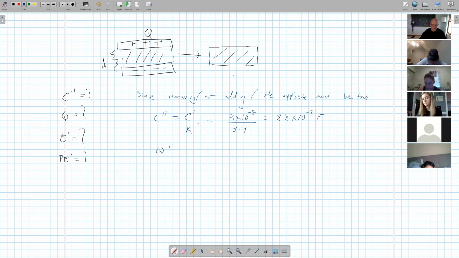The charge must stay the same, so Q must be equal to Q prime. So in this case, this is just equal to, what do we have? 3 microcoulombs.